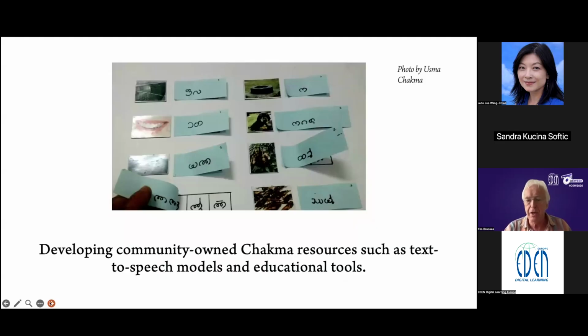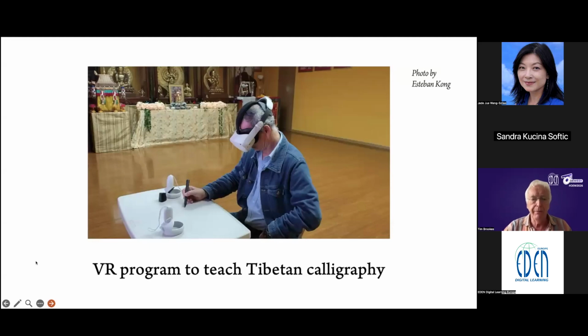This is another project in Chakma, which is a language and script from Bangladesh and northeastern India. And we're developing text-to-speech models and educational tools for teaching Chakma. And this one I'm sure you'll like. So we have a VR specialist who has created a virtual reality program which enables people to learn Tibetan calligraphy. And as you can see, that is what is going on right here.